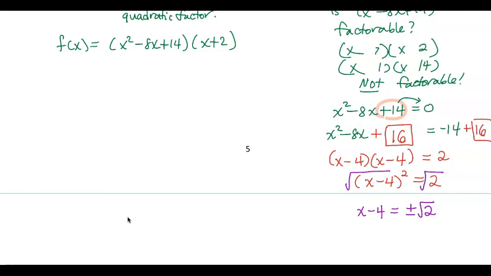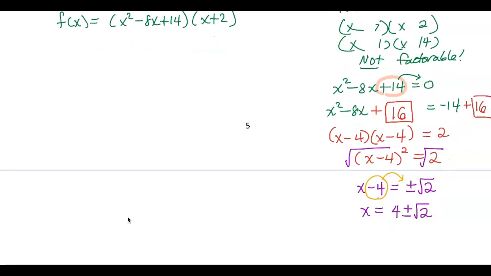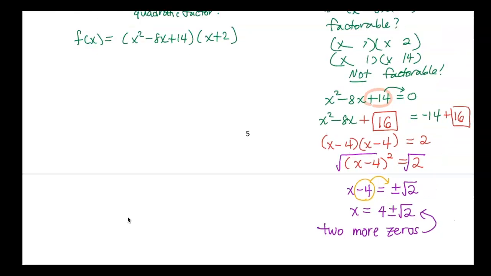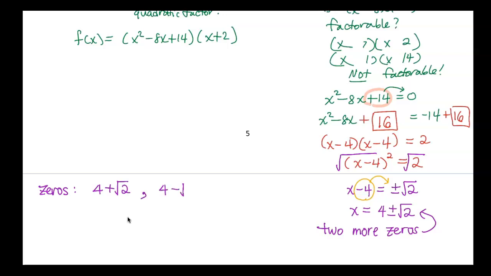But I'm just one step away. Let me move this -4 to the other side. We get x equals positive 4 plus or minus square root of 2. So we got 2 more zeros. The zeros are positive 4 plus square root of 2 and 4 minus square root of 2. So using those zeros, I'll go ahead and list the zeros. Zeros are 4 plus square root of 2 and 4 minus square root of 2.